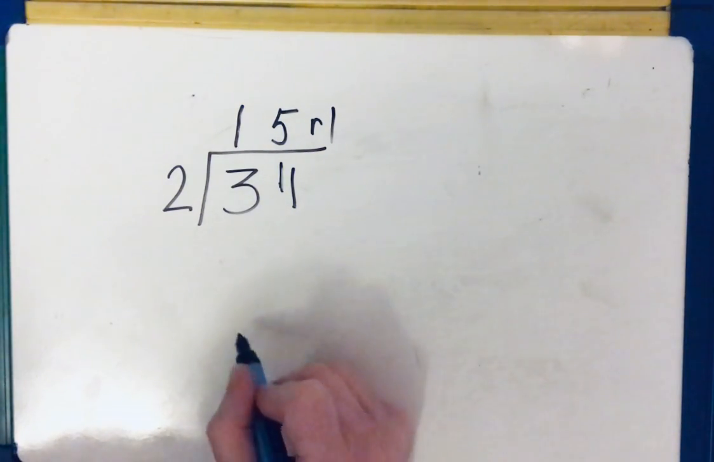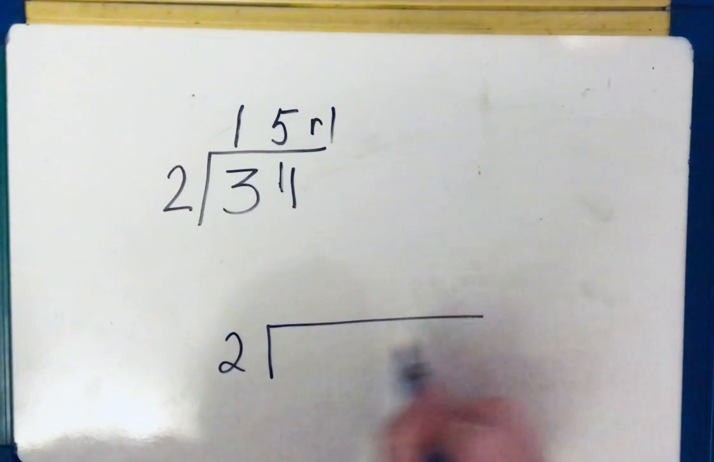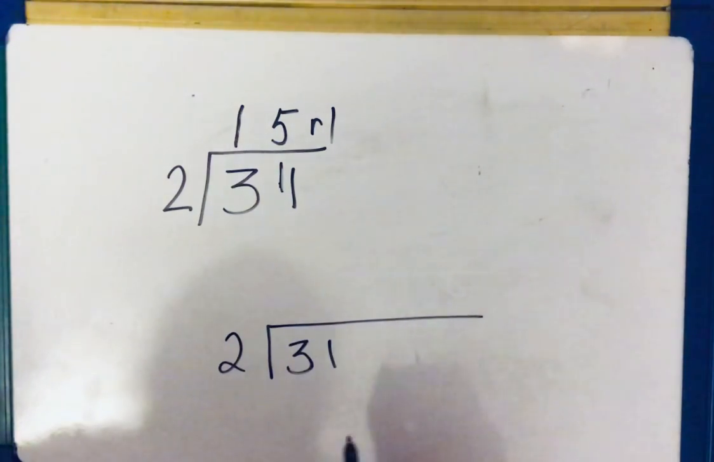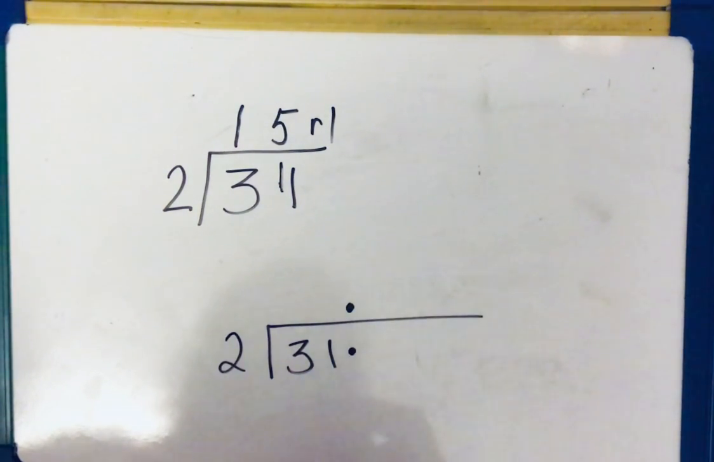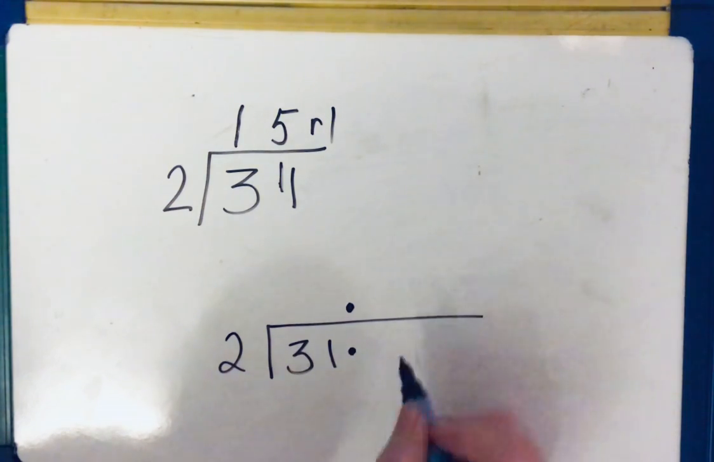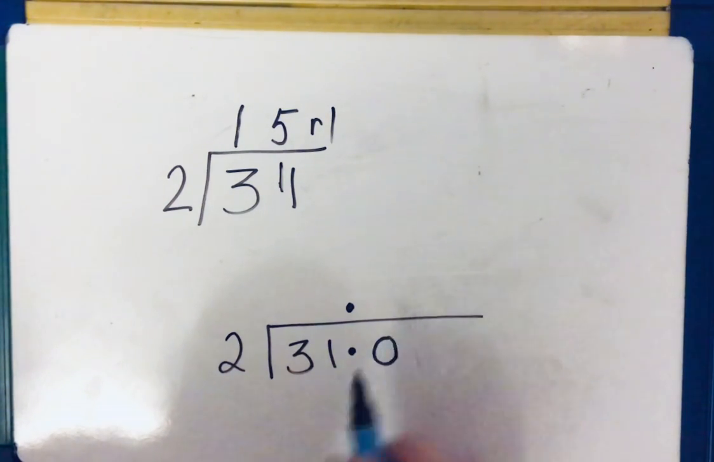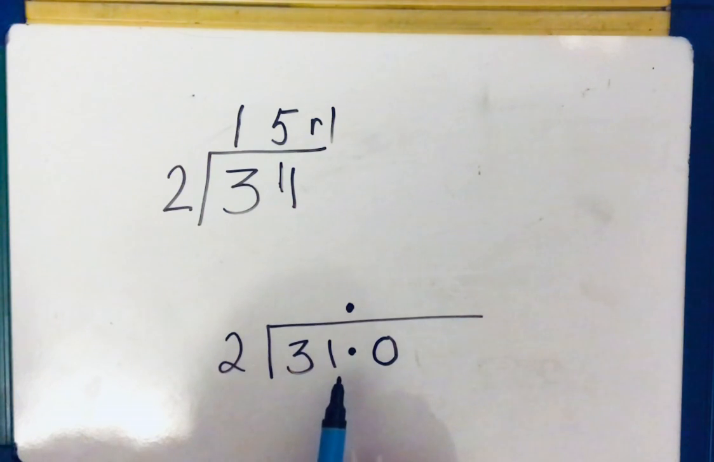Which is great, but if I needed that as a decimal, there's a lovely little trick I can use. I put a decimal point there and a decimal point right above. If you put one in there, you have to put it in. The reason I'm putting that point there is to give it a 0. Same value, but I've got somewhere to write that remainder if I need to.